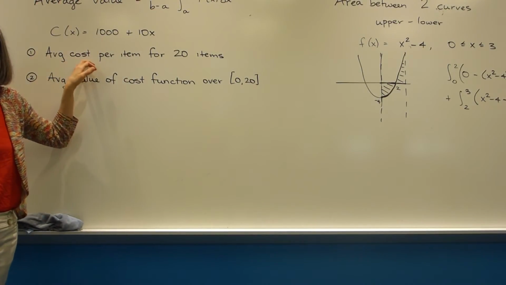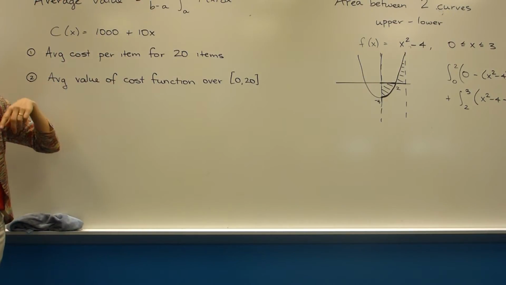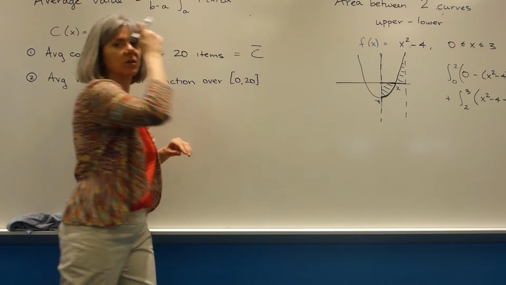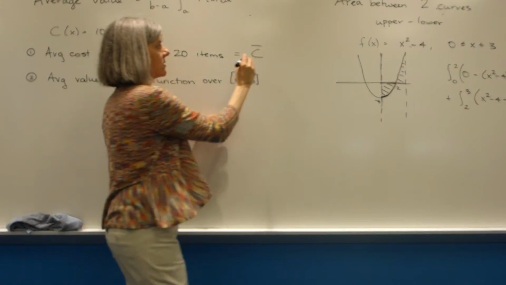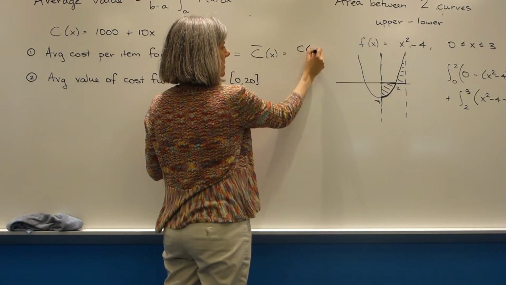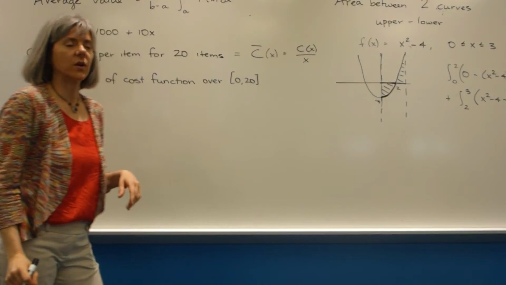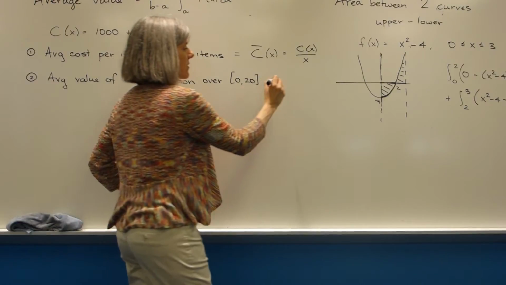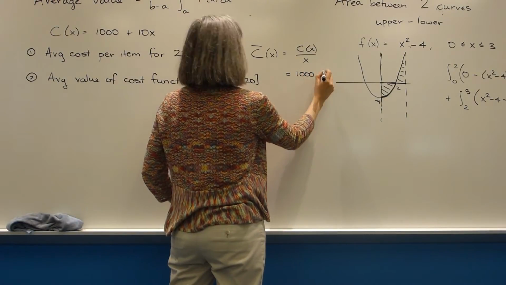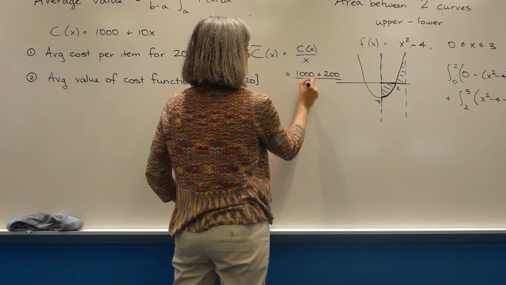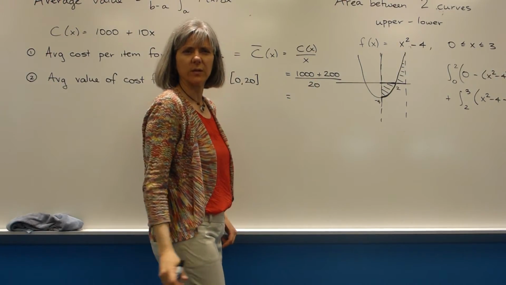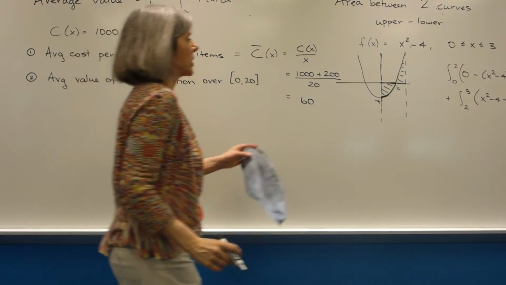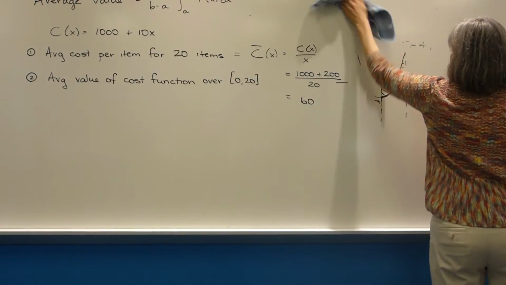This is the one we've been doing all semester: the average cost per item for 20 items. That means find your total cost for 20 items. This is C bar. So remember how we find C bar. It's just whatever the cost function is divided by x. So what would it be for 20? Just plug in 20 everywhere. So 1,000 plus 200 divided by 20. 1,200 divided by 20, 60. It's a word problem, so it needs a word answer. So what do I need to add to that? Per item.